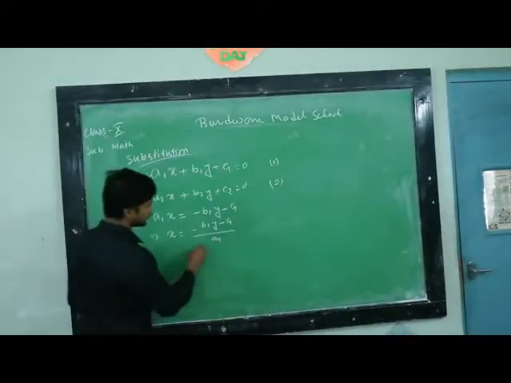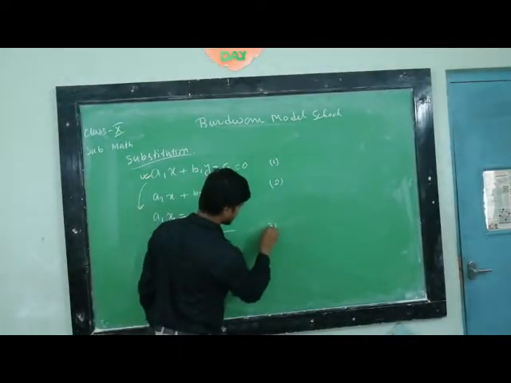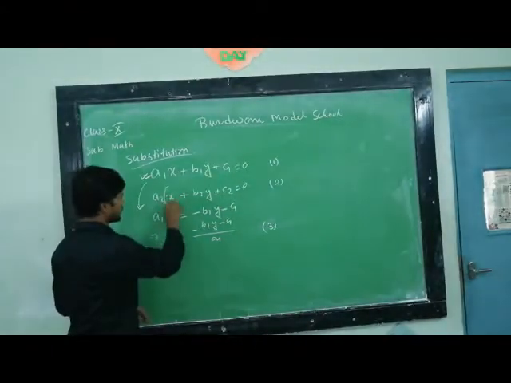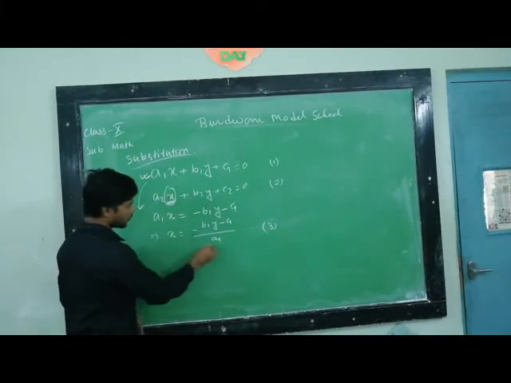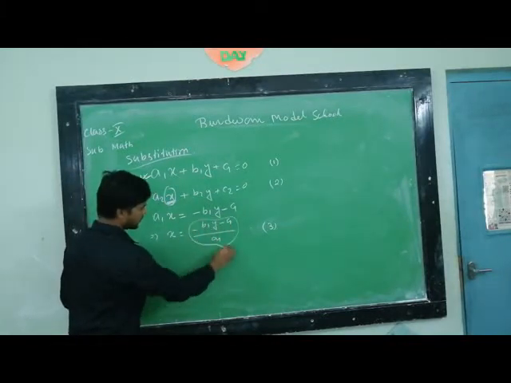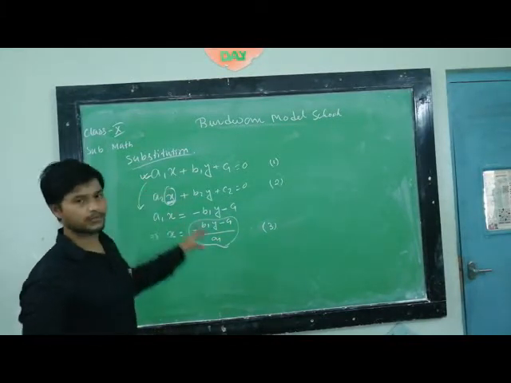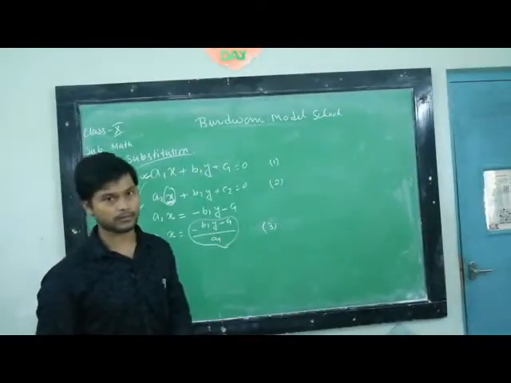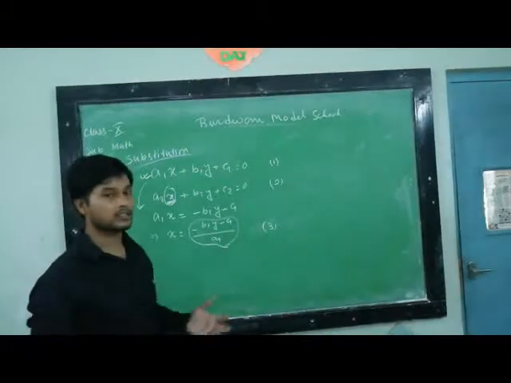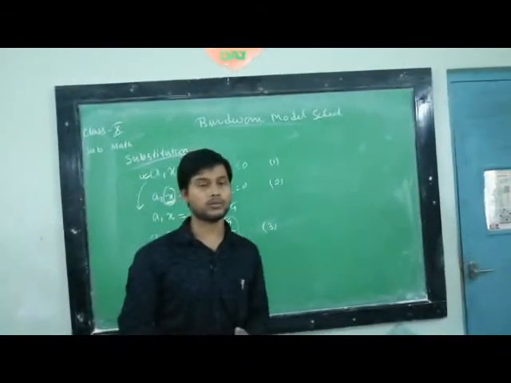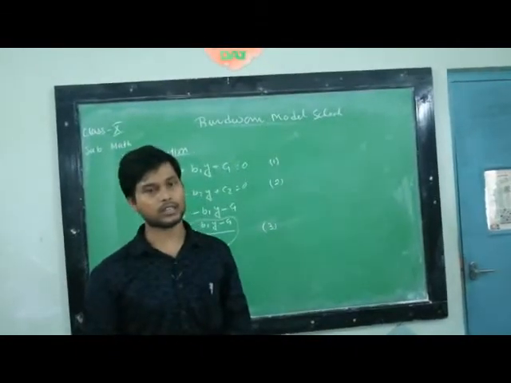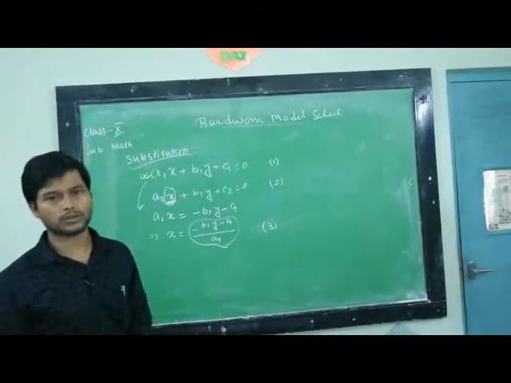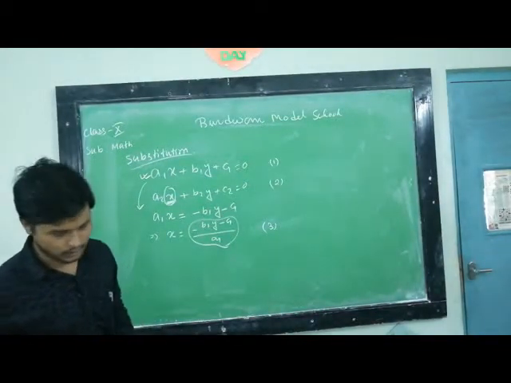Now, whenever we know the value of x, let this be our condition number 3, put the value of x in place of x in the second equation. Then the second equation will convert into a linear equation in one variable. And in the previous class we learned how to solve a linear equation in one variable. This is the procedure to solve this type of equation. I am giving you an example.